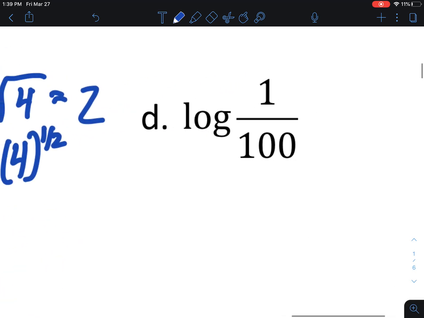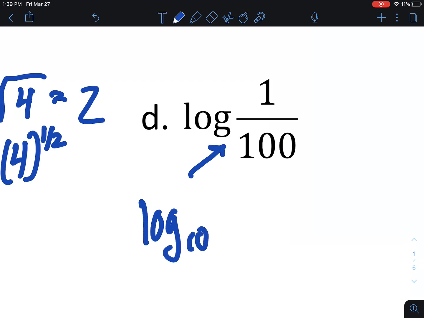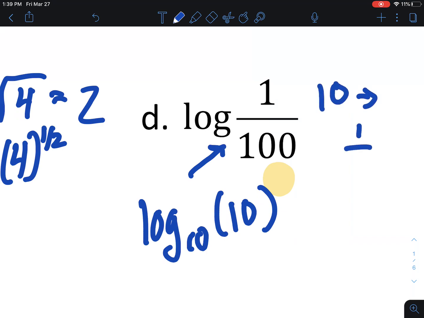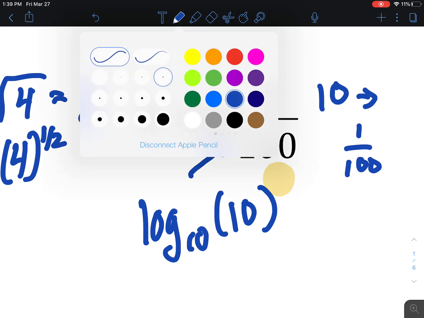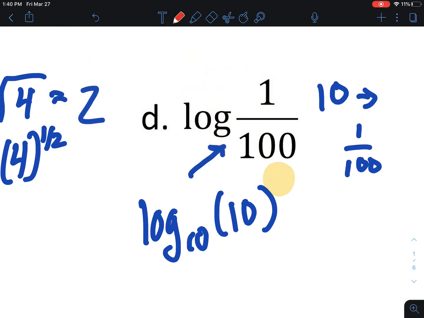All right, next one. Same thing, same rule. You see this over and over again. What is the base when there's no base written? That's log base 10. And it'd be helpful to write that. Wouldn't it be nice if this was 10 to some unknown power? And then it would look exactly like all the other problems. Well, how do we make 10 turn into 1 over 100 using exponents only?